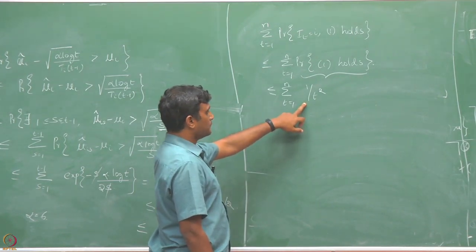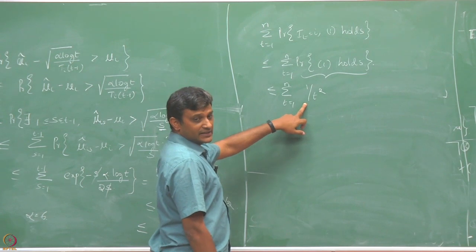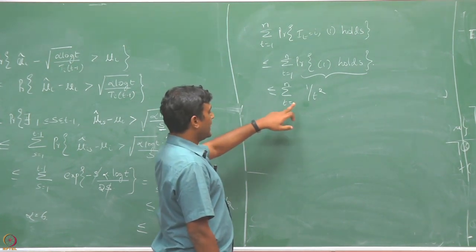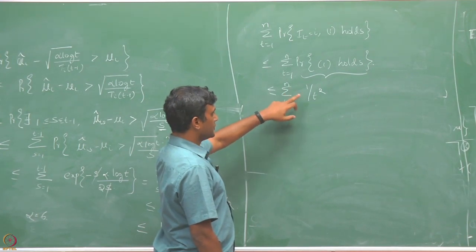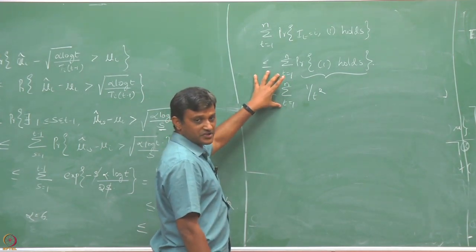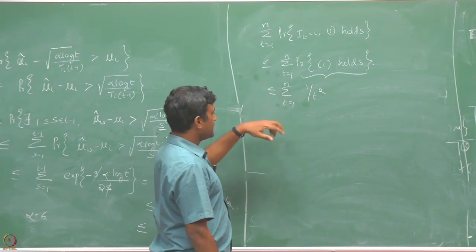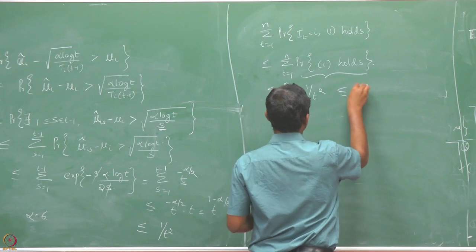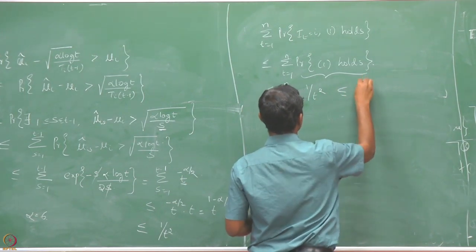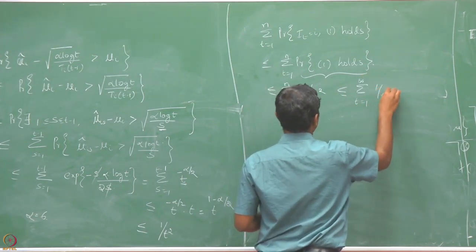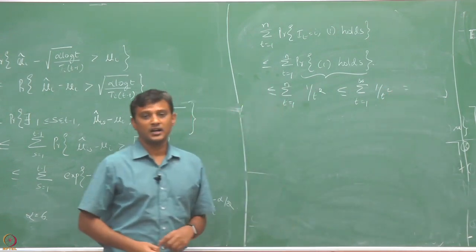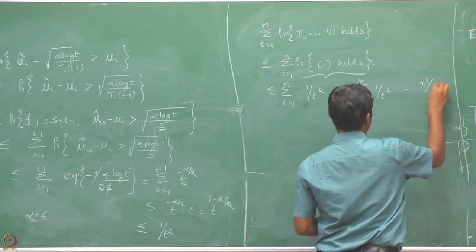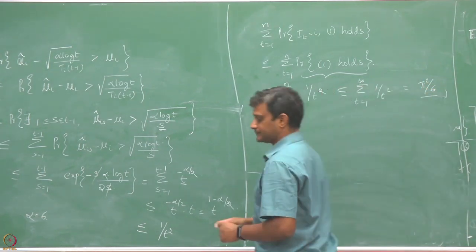So, this series here, when it is summed from t equals 1 to n, we do not have a closed form expression, but we can bound it. So, when we bound it, by letting t run from 1 to infinity, we know the value for this series, and that is pi square by 6.